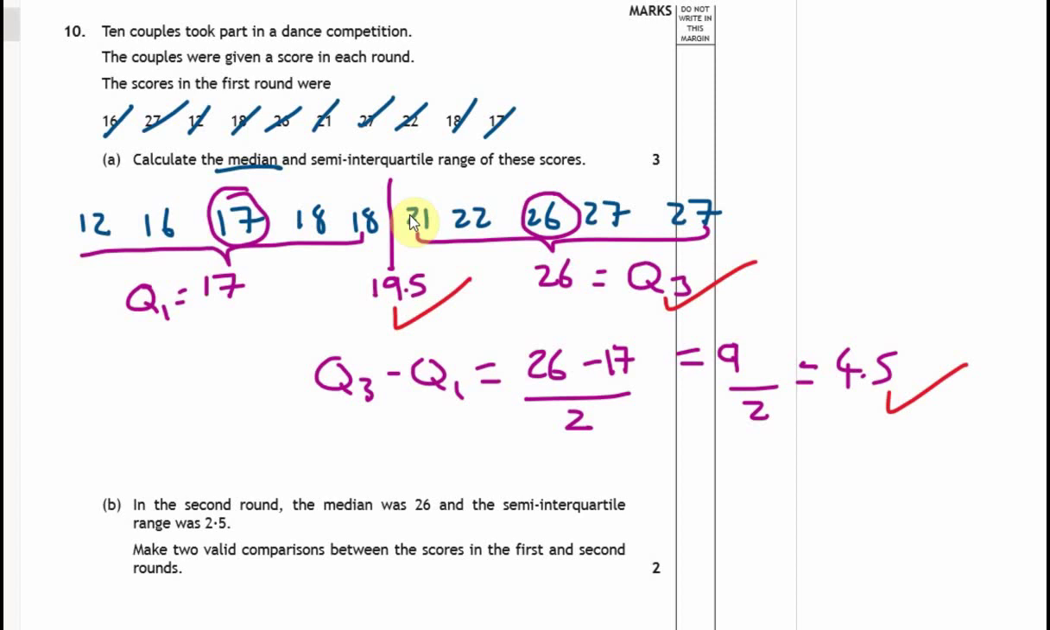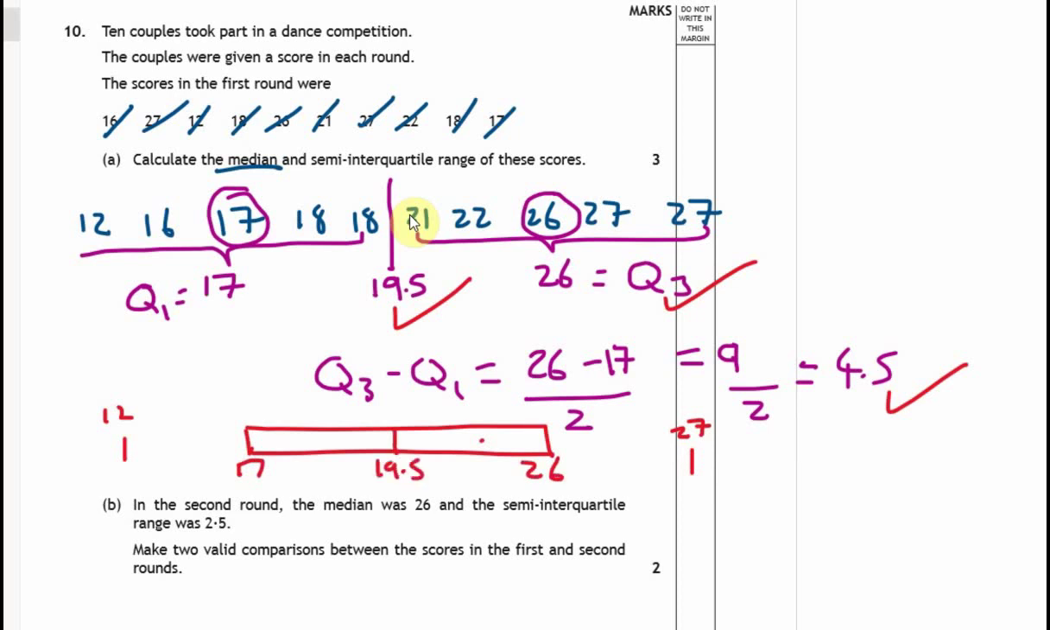So if we were to draw that out as a box plot, we would have, first of all, our range. So we'd say 12 is an extreme, and I'll just draw it in line with the number, 27 is an extreme. You then want to show where the majority of your data is, and the majority of the data for us is between 17 and 26. That's what the quartiles are. And then you'd mark on your median, 19.5.